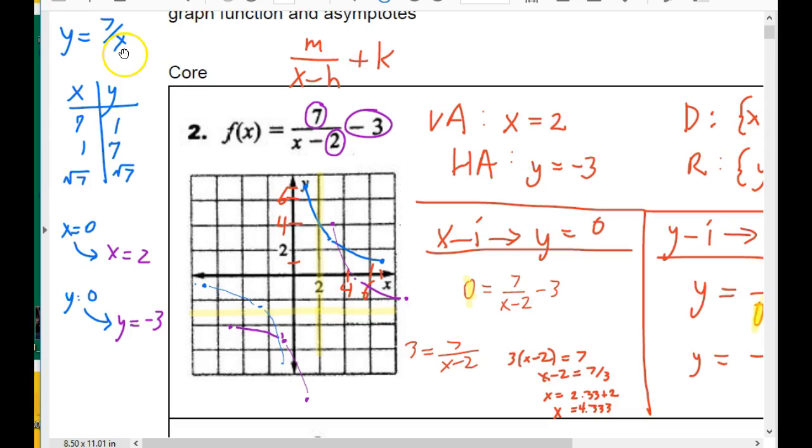7 doesn't. But we always know that 7, 1 and 1, 7 are going to work, right? If you put 7 here, 7 divided by 7 is 1. If you put 1 here, 7 divided by 1 is 7, okay? Another one that always works is square root of 7, right? If you put square root of 7 here, 7 divided by square root of 7 is square root of 7. Square root of 7 times square root of 7 is 7.